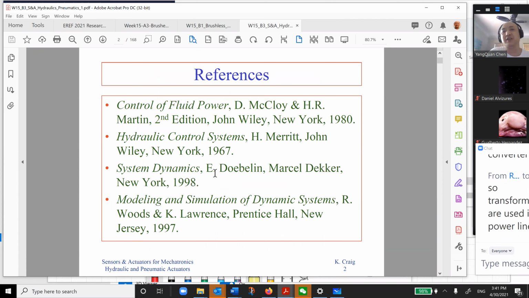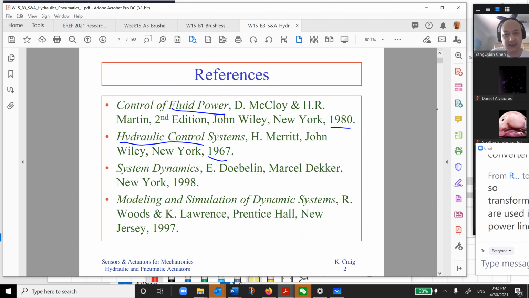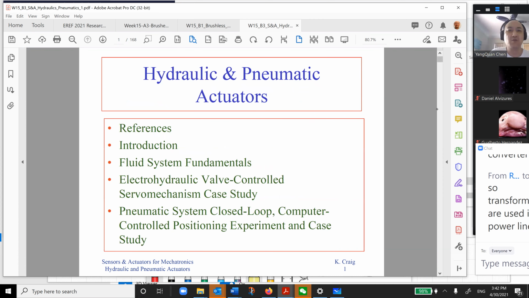There's a dedicated book on fluid power, hydraulic control, and you see, these are very old books. This one is also from the 60s, oh gosh. The pneumatic system book is also from the 60s. So you can see today you don't see pneumatic and hydraulic systems everywhere, but in some cases you still see them.